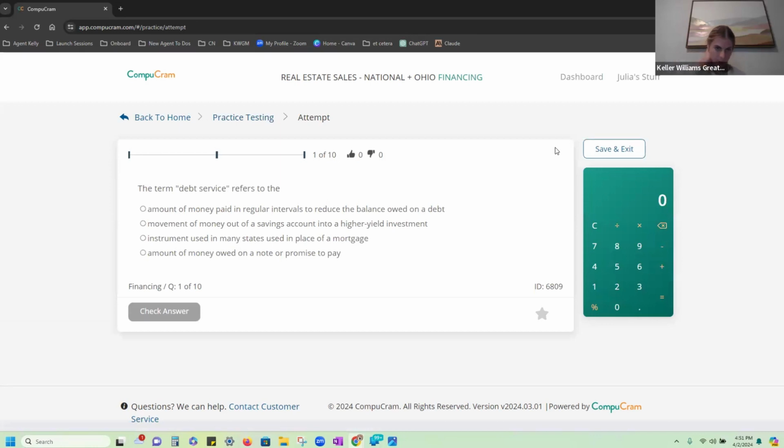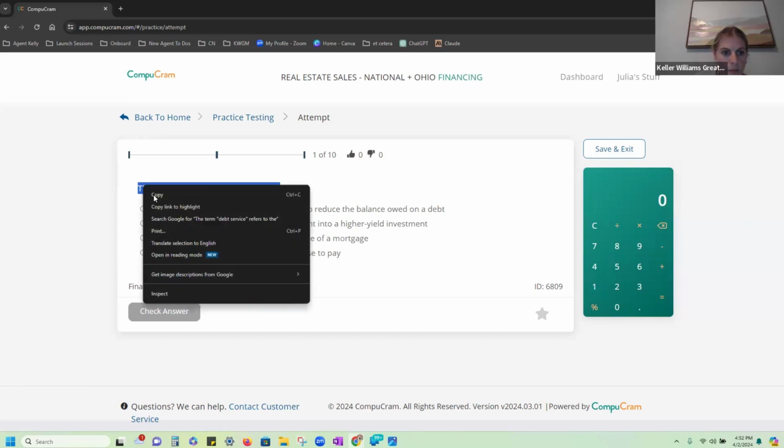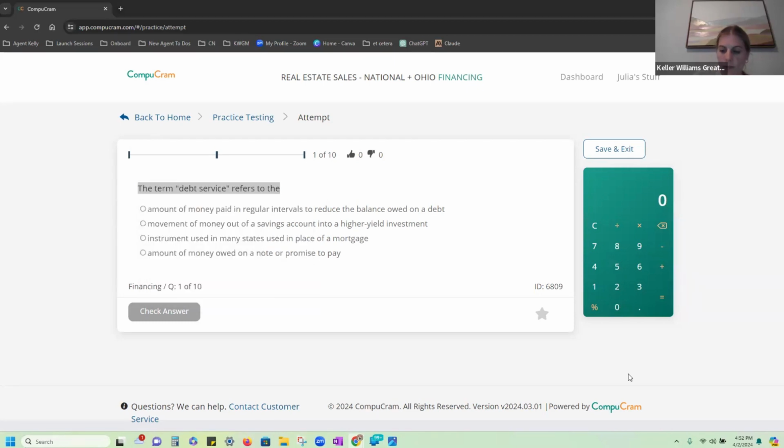Okay. Question number 1. The term debt service refers to the: A, amount of money paid in regular intervals to reduce the balance owed on a debt, B, movement of money out of a savings account into a higher yield investment, C, instrument used in many states in place of a mortgage, or D, amount of money owed on a note or promise to pay. So the term debt service refers to what?